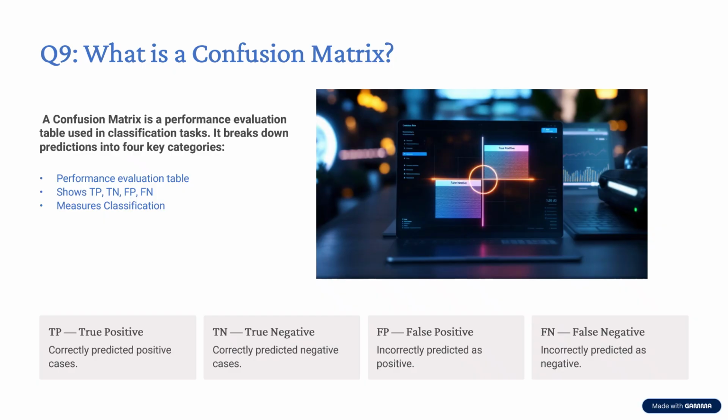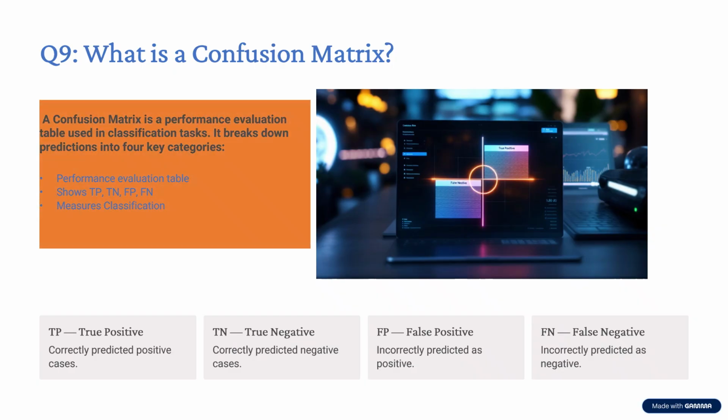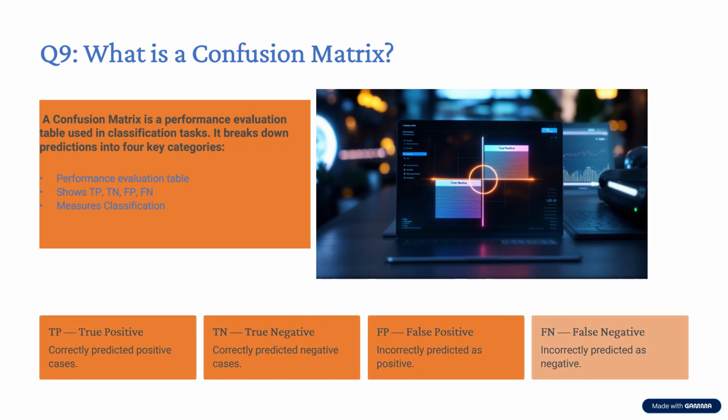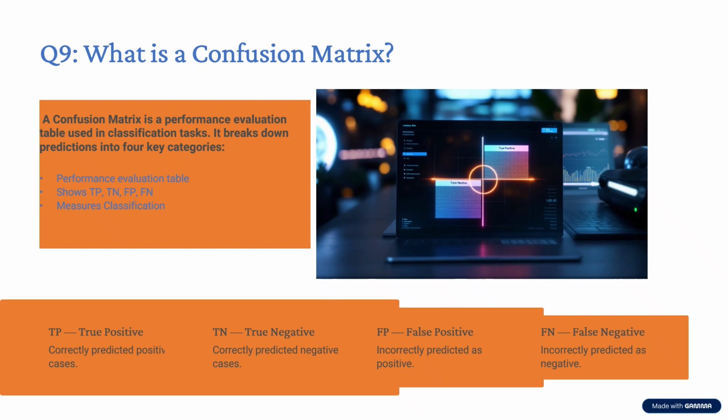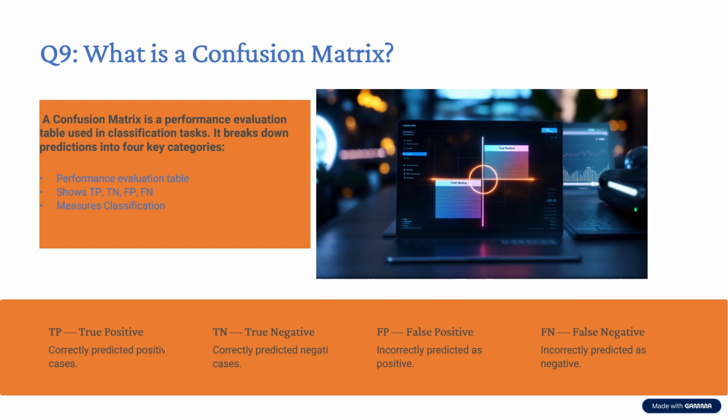A confusion matrix is a table used to judge a classifier. It breaks down correct and incorrect guesses into four key categories: true positive, true negative, false positive, and false negative. True positive means when the model correctly predicts a positive case as positive. True negative means when the model correctly predicts a negative case as negative. False positive means when the model incorrectly predicts a negative case as positive. False negative means when the model incorrectly predicts a positive case as negative.